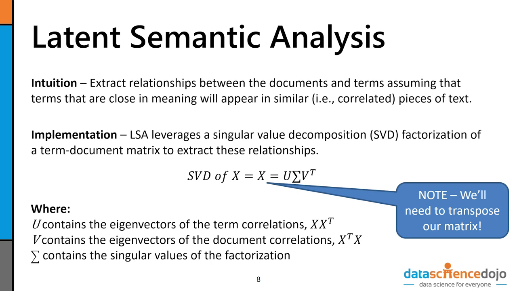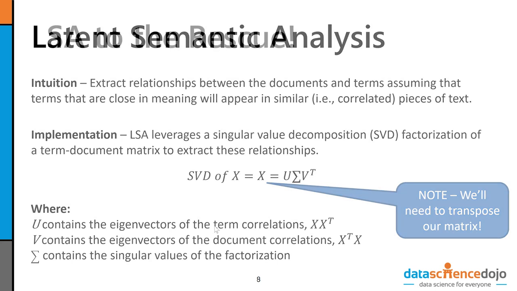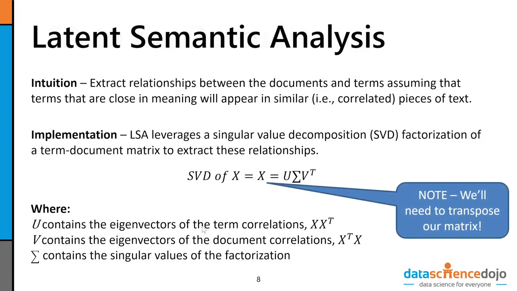X times X transpose. Now notice that these are opposite from what we saw in the previous slide, because again, we're working with the transpose of our matrix. That's why they're opposite. And V contains the eigenvectors of the document correlations. But this is what's super important. Ignore this fancy eigenvector thing. Just say, look, this matrix U contains the term correlations, and this matrix V contains the document correlations.